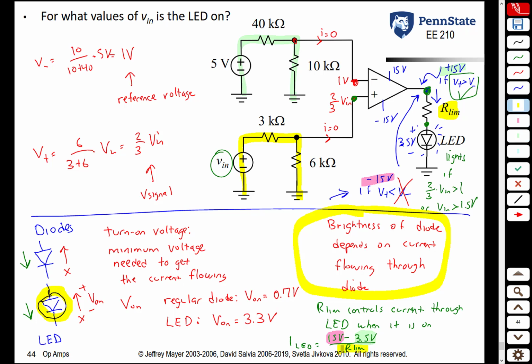And then this could be another design equation, is if you want a particular current, let's say 10 milliamps, which is the typical current that you might want flowing in an LED, you can pick R limb to get that. You will see this in your laboratory where you have to design a comparator circuit.